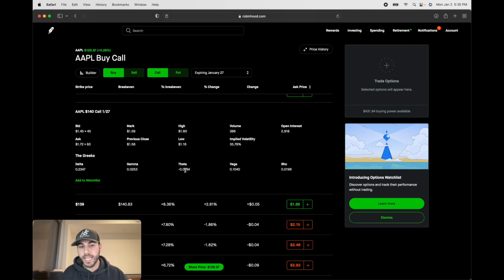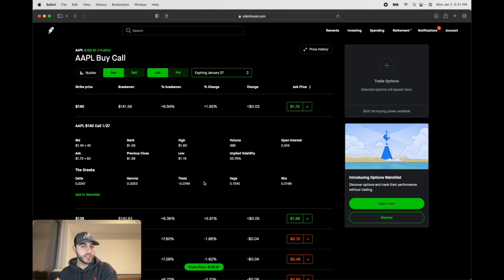And that's because theta, which is time decay, is always working against you if you are a buyer of an option contract. Every day that you hold an option contract, you're going to be losing your theta. And every day that you get closer to expiration, that theta will likely go up.